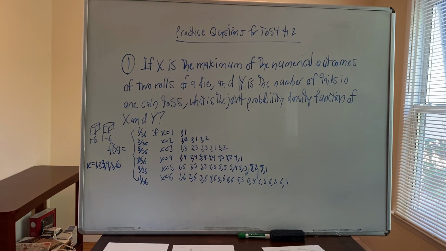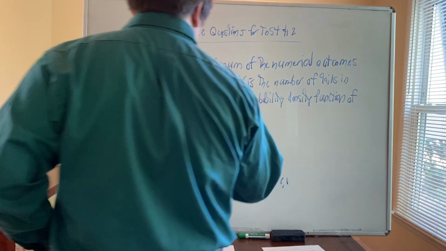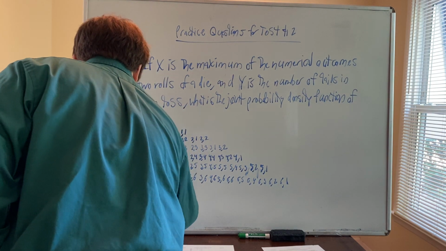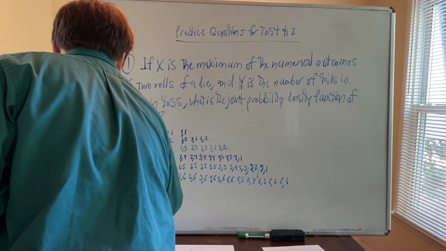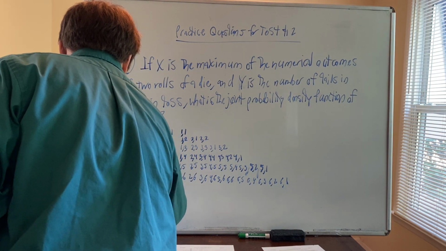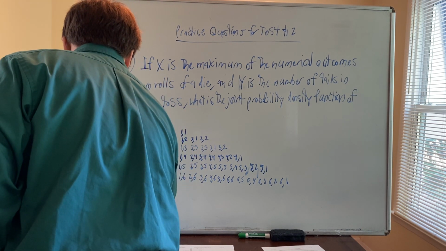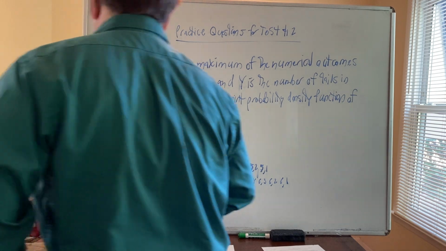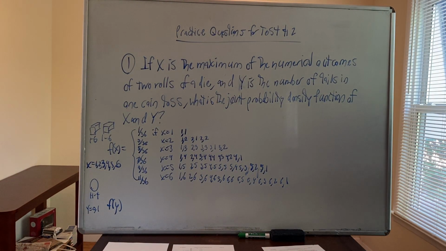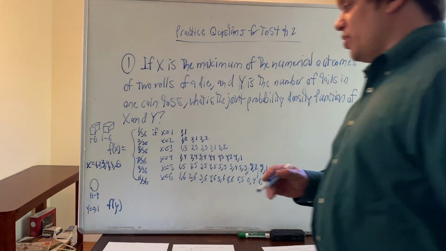Okay, so that's little f of x. Now, what's little f of y? Y is the number of tails in one coin toss. So little f of y, well, if you have a coin toss, the possible values are heads or tails, right? And y is the number of tails. So the possible values of y are 0 or 1. If you toss a coin 1 time, the possible number of tails you can get is 0 or 1.